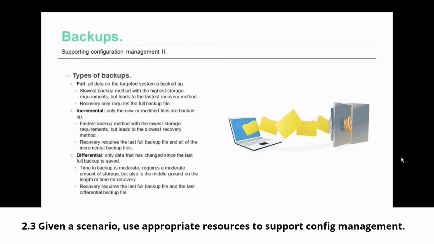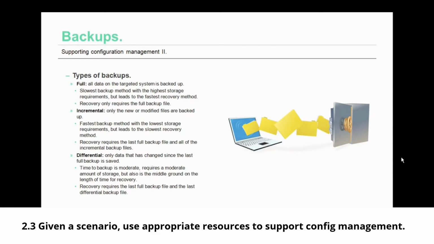There are three basic types of backups. There is the full backup. All data on the targeted system is backed up. This is the slowest backup method with the highest storage requirements, but it does lead to the fastest recovery method. When recovering using a full backup, it only requires the last full backup file.